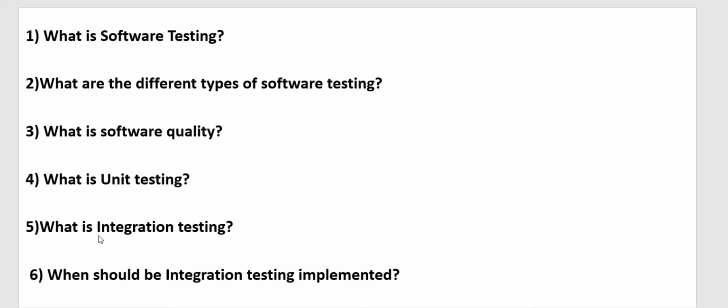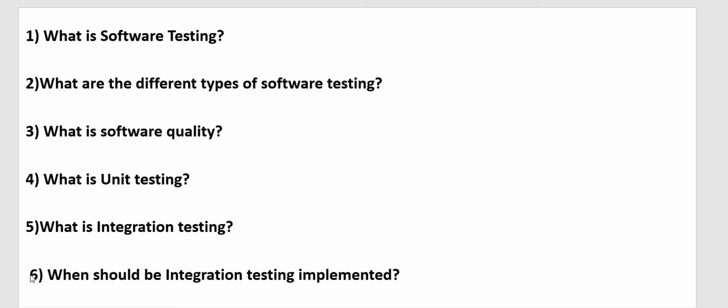What is integration testing? Integration testing is to integrate, combine the unit tested modules and test them as a combined unit. Integration testing tests integration or interfaces between components, interaction of different parts of the system, such as an operating system, file system, and hardware.